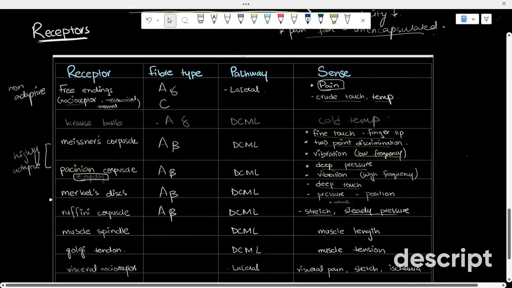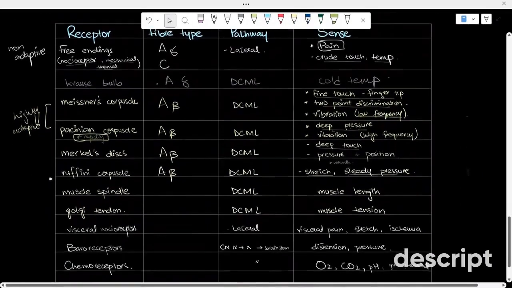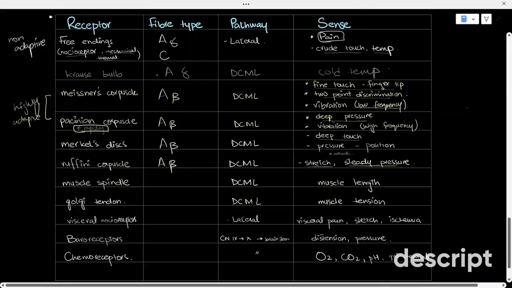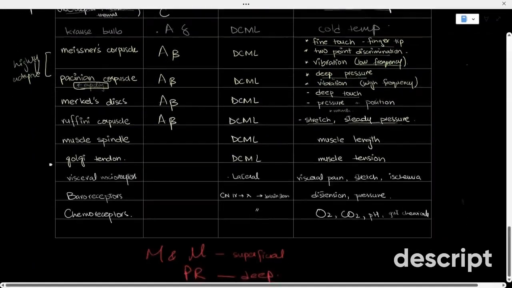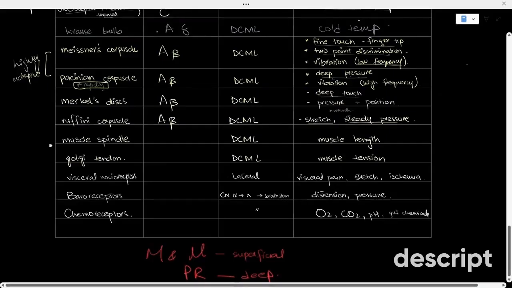Now, I have written the pathways over here as well. You will be able to understand this more once you have done the tract. So, free nerve endings, since they carry the pain, will go through the lateral spinothalamic pathway. The others, the 2-point discrimination, touch, pressure, they will be through the dorsal column medial lemniscal pathway.